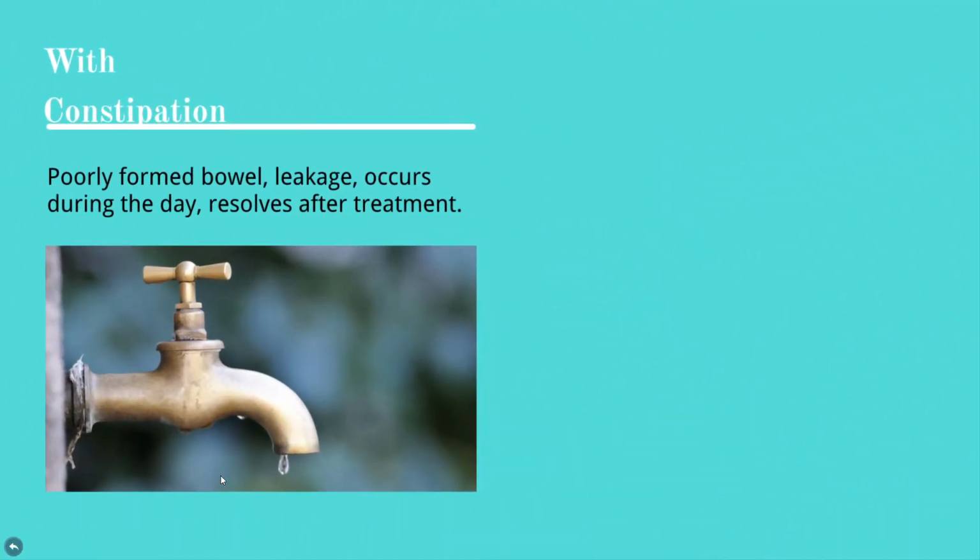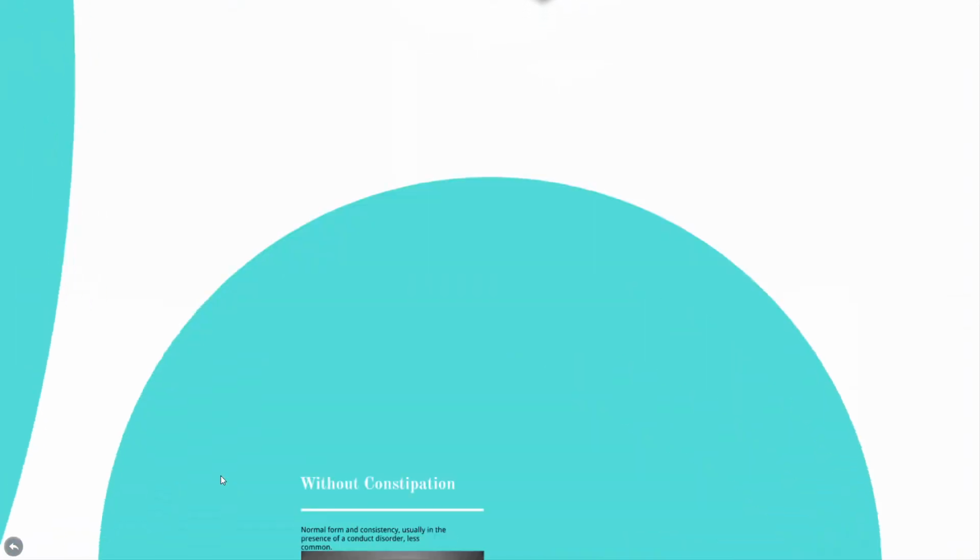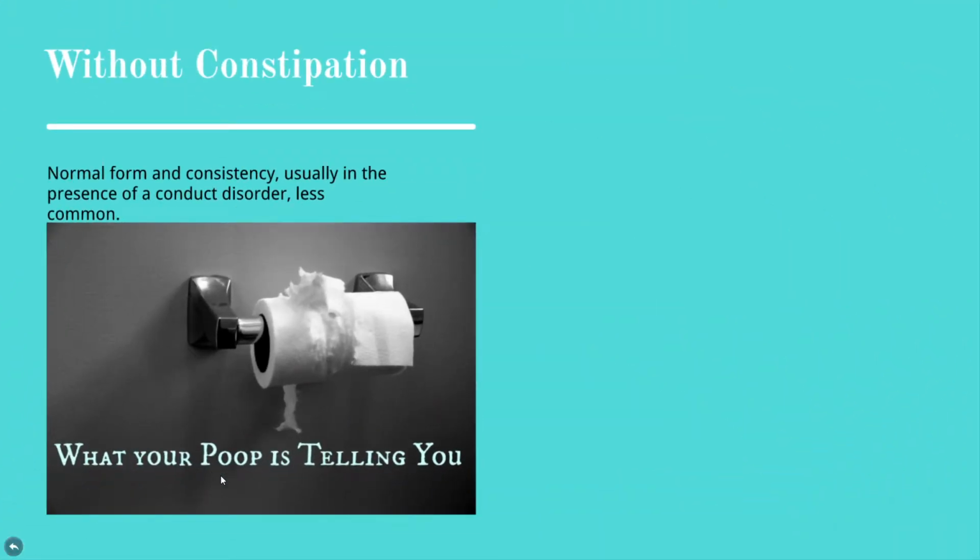So let's go into a little bit more detail of what constipation looks like. It looks like a poorly formed bowel. There's leakage. It occurs during the day, but it typically resolves after treatment. The second type, without constipation, is a normal form and consistency, usually in the presence of a conduct disorder, and is less common than with constipation.